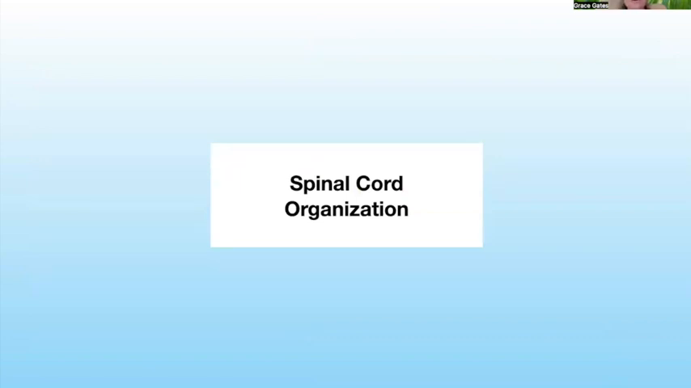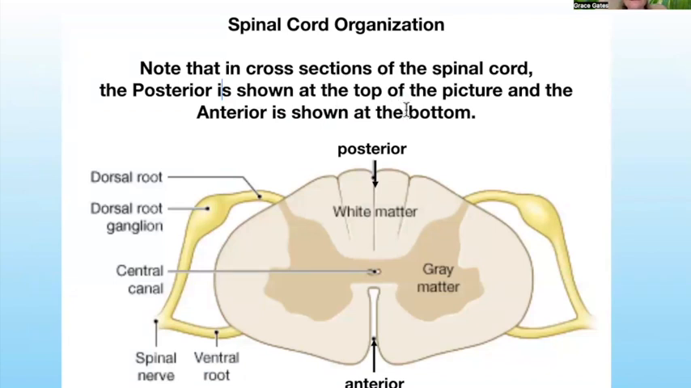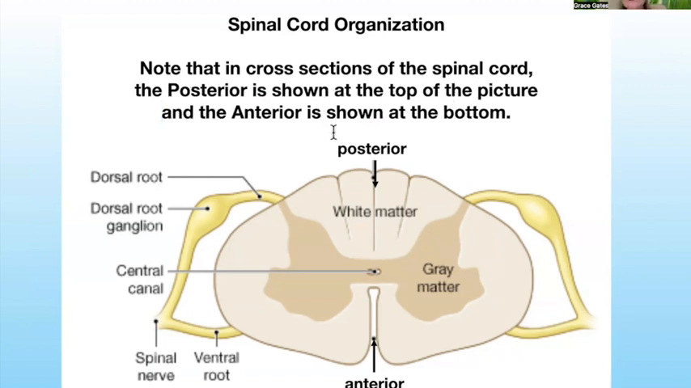Okay, spinal cord organization. First of all, note that in the cross sections of the spinal cord that we'll be looking at in this section, the posterior of the spinal cord is shown at the top of the picture and the anterior is shown at the bottom. I'm calling this to your attention because usually when we see cross sections of the body, they're seen in the opposite way, as though the person was laying on their back and their anterior was on the top of the picture. So just get that straight in your mind now before we continue, hopefully.